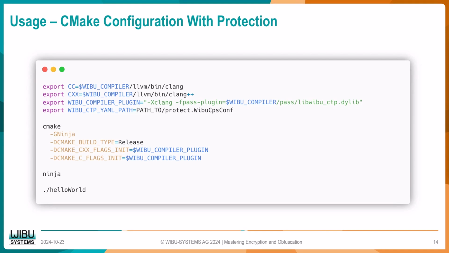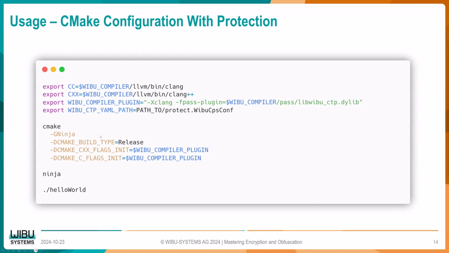And here you see at the top, we define our C and CXX compiler with the WIBU-provided Clang and Clang++. We also have our compiler plugin, and this is the core of the AxProtector CTP. This is from WIBU-SYSTEMS. On macOS, it's a dylib, on Windows, it's a DLL, and on Linux, it's an SO file. Also, we have our protection specification, where you define what features you want to use for protecting your application, and this is done by setting the CTP YAML path.